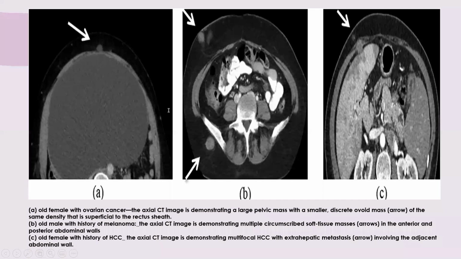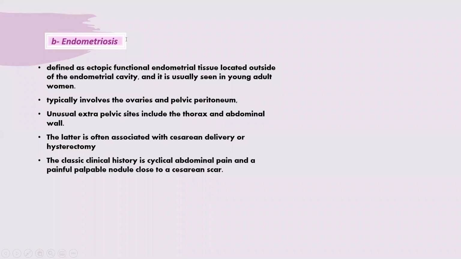Next among the solid masses is endometriosis, defined as ectopic functional endometrial tissue located outside of the endometrial cavity. It's usually seen in young adult women. Typically it involves the ovaries and pelvic peritoneum.